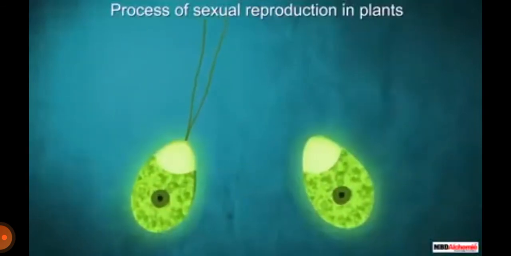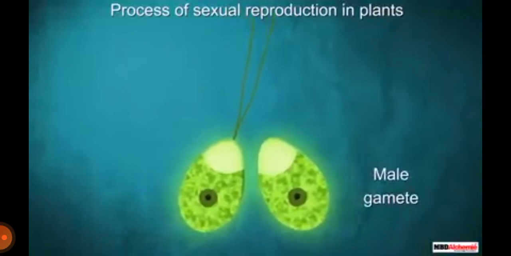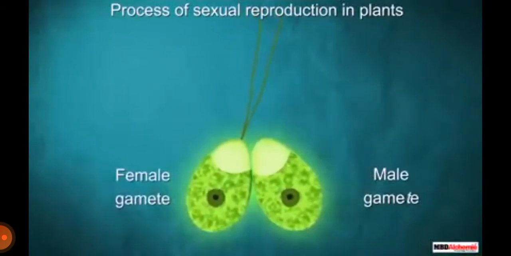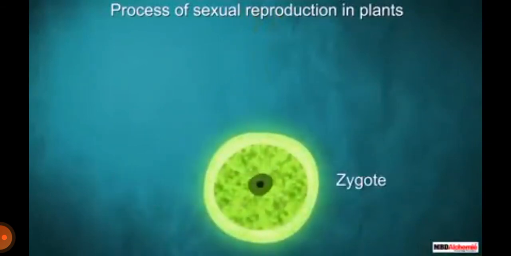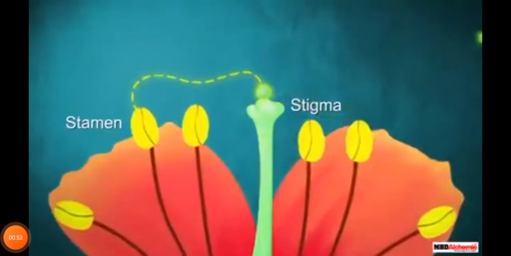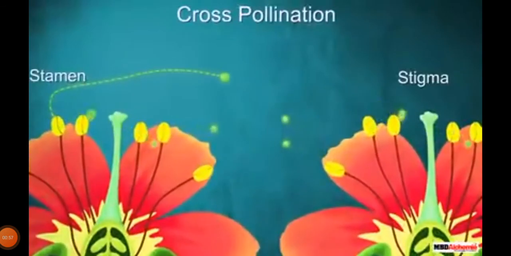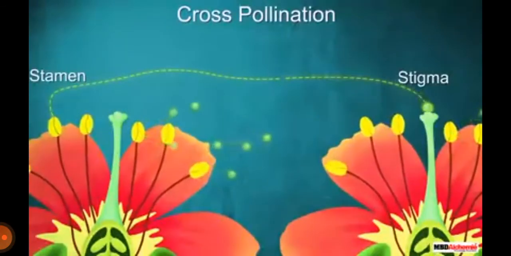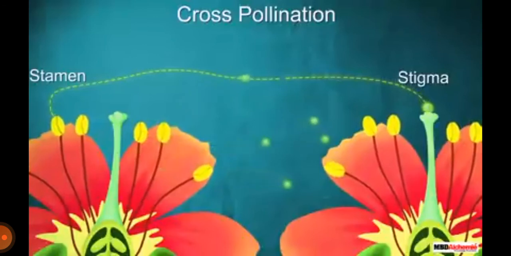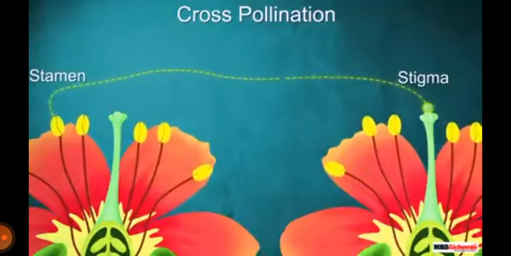For sexual reproduction to take place, a male gamete is to be fused with the female gamete, thereby forming a zygote. Of the same flower, it is called self-pollination. But if the pollen grain of a flower lands on the stigma of another flower of the same or another plant of the same type, it is called cross-pollination.